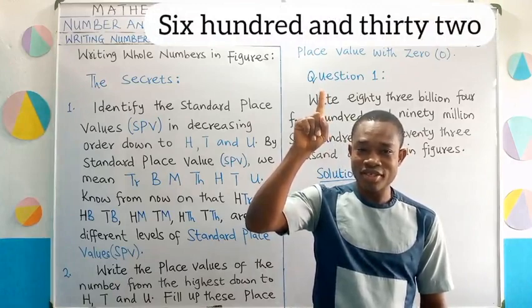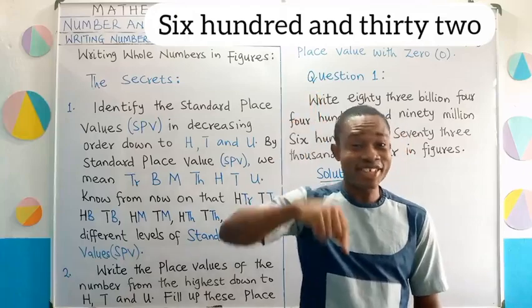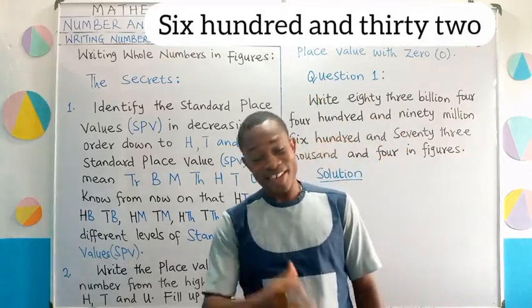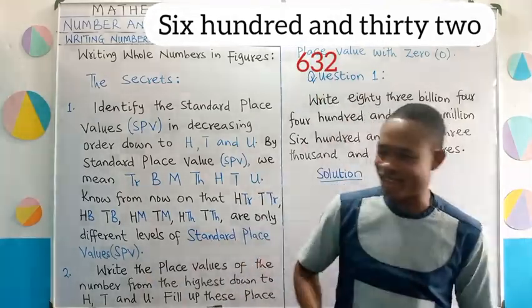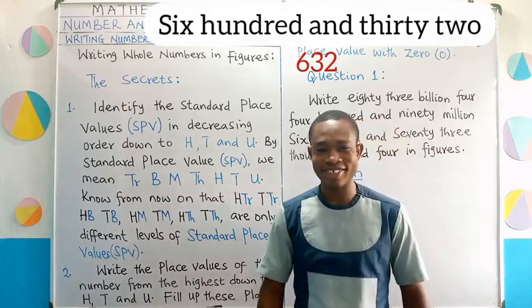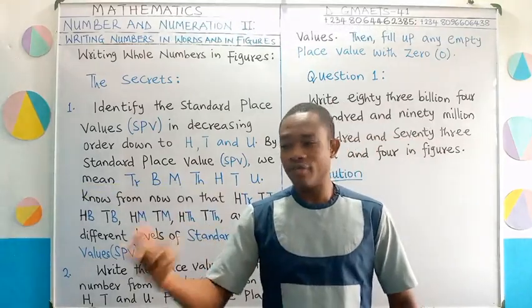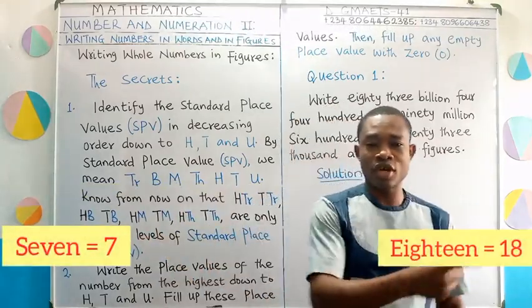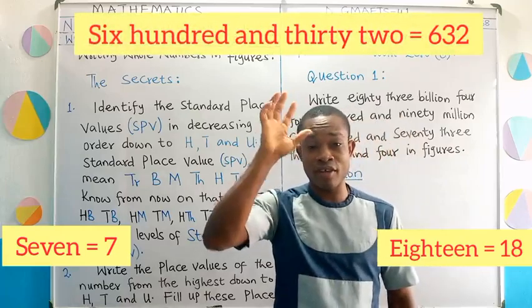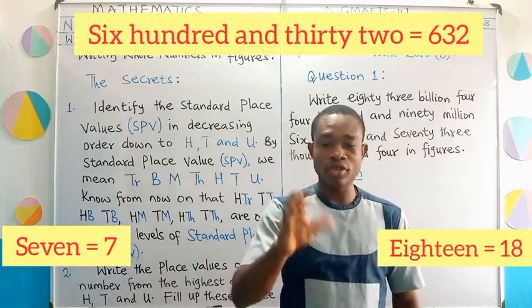632. Write it in figure. Alright? 632. That's good. I know you're smiling. Like, these numbers are too small for me. I mean, a higher class. It's okay, that's good. Impressive. You were able to write this 1-digit number, 2-digit numbers, and 3-digit numbers in figure. You wrote them quite easily. There was no difficulty there.